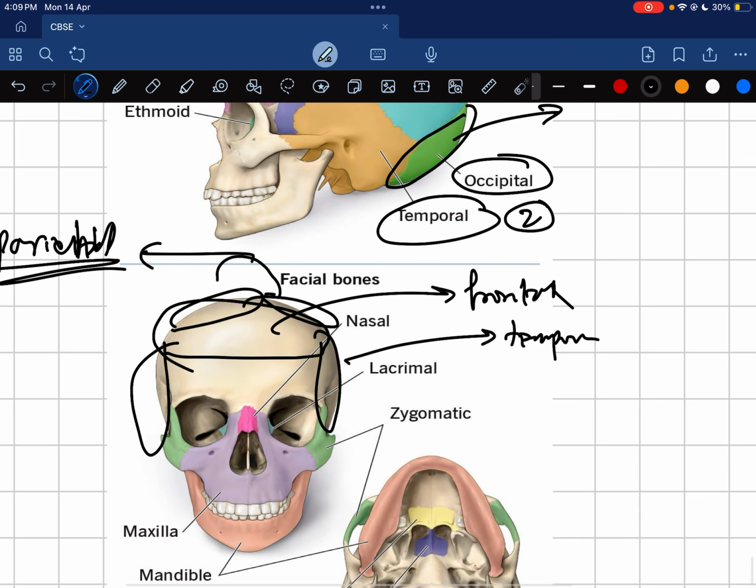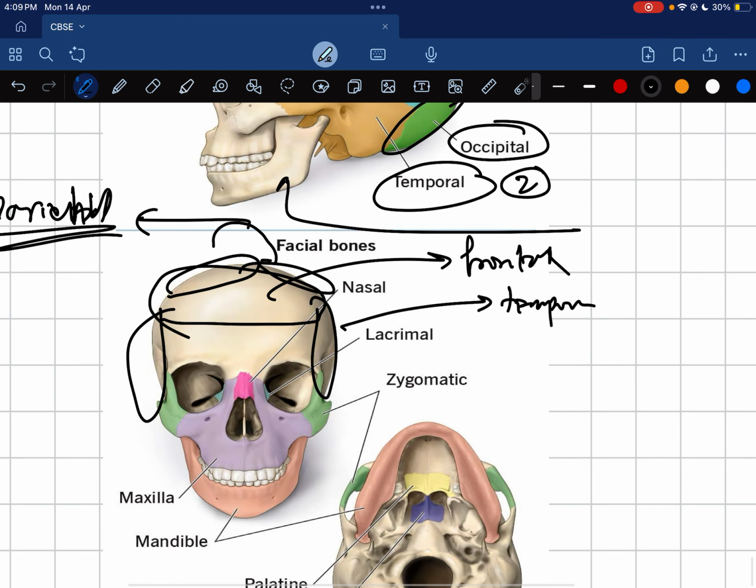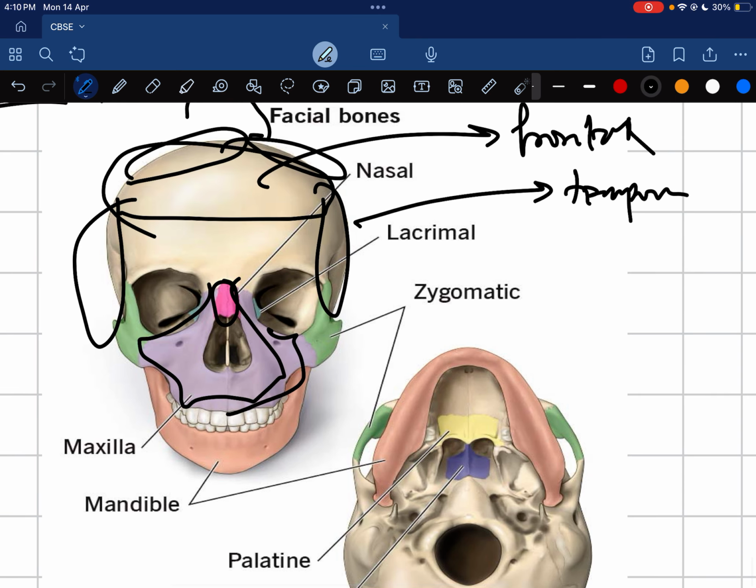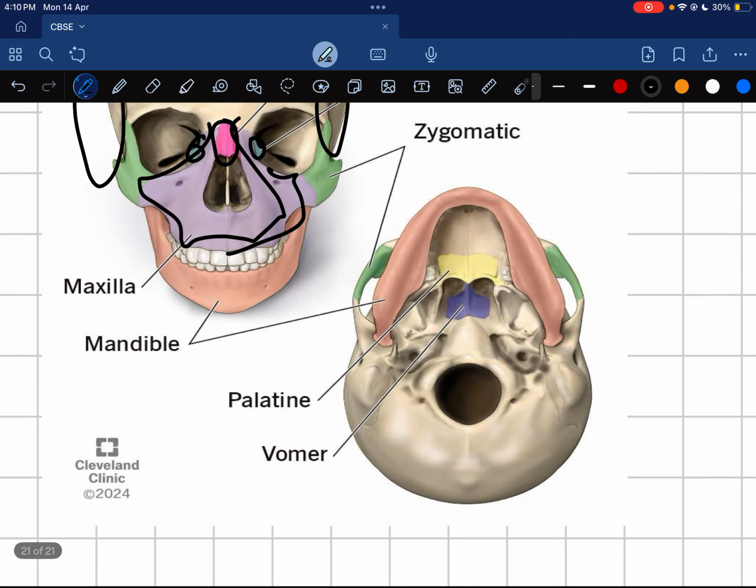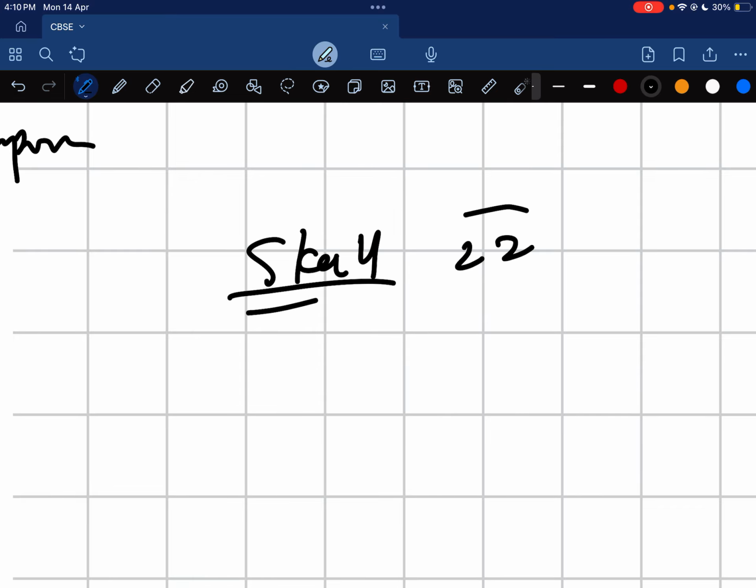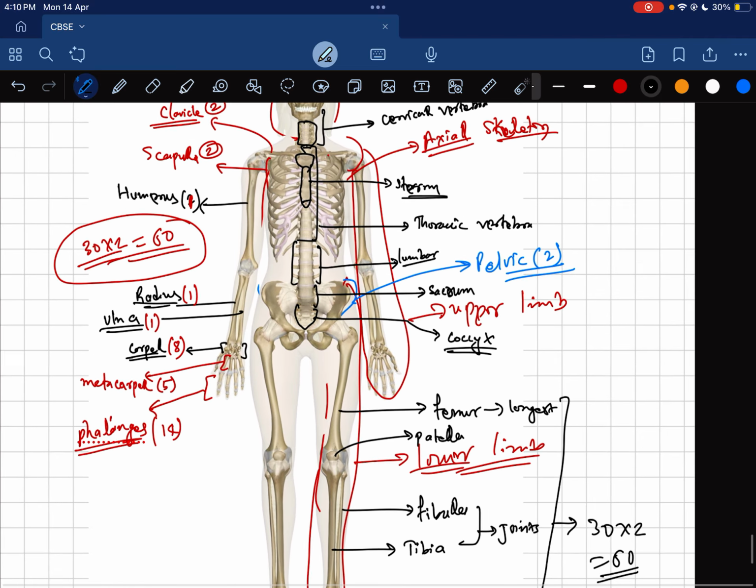Here is the sphenoid bone, and this is the mandible, and this is the maxilla, zygomatic, and this is the nasal bone. Here is the lacrimal bone inside the skull, and when we look from the base side, there is the vomer bone and the palatine bone. In total there are 22 bones in the skull. Now we have covered the whole skeletal system. I think it has helped you.